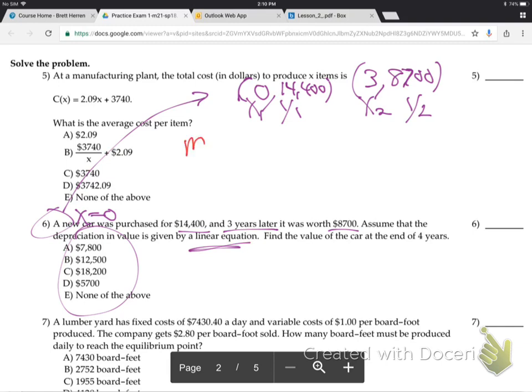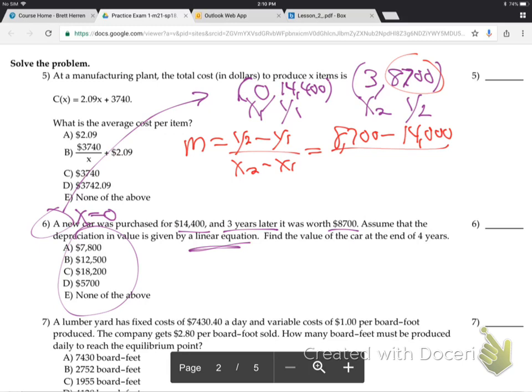So we go, all right, m is y2 minus y1 over x2 minus x1. So y2, 8,700 minus y1, 14,400 over x2 minus x1, 3 minus 0. And minus 5,700 over 3. You could divide it. Might be a little easier, but whatever. Let's just leave it like that. So there's my m.